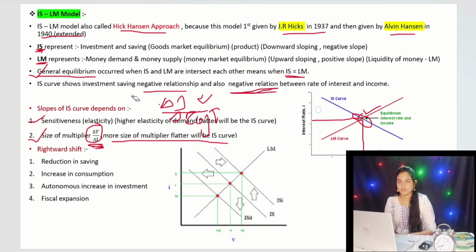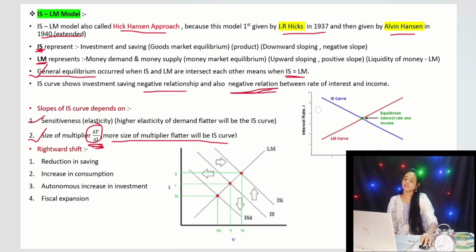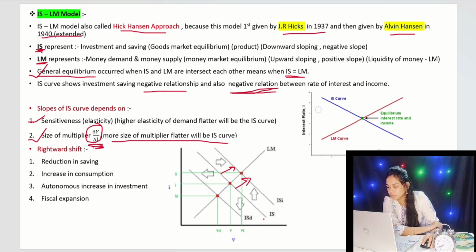Next, shift in the IS curve, or when the IS curve shifts. The IS curve shifts rightward because of a reduction in saving. Example, when the tax rate is high, leading to reduced saving and increased consumption. Right? So in this diagram, the initial IS curve is IS and the new IS curve is I dash and S dash, which is rightward shifted.